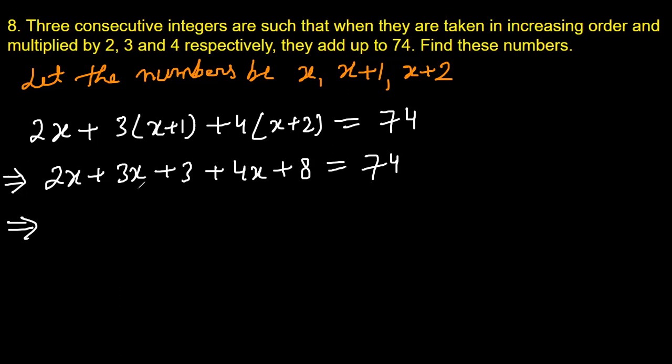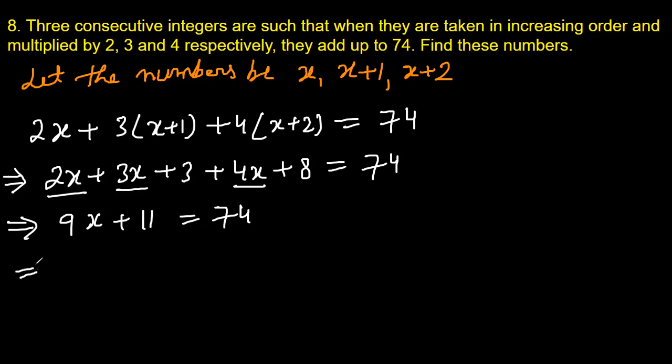This means 2x, 3x, and 4x. There are three like terms, no? 2, 3, and 4. 5 plus 4 is 9. So it is going to be 9x. We add like terms. And 3 plus 8 is 11. So you get 9x plus 11 is equal to 74.